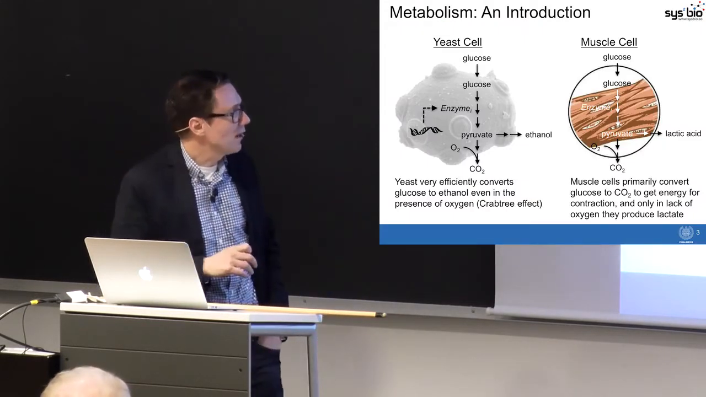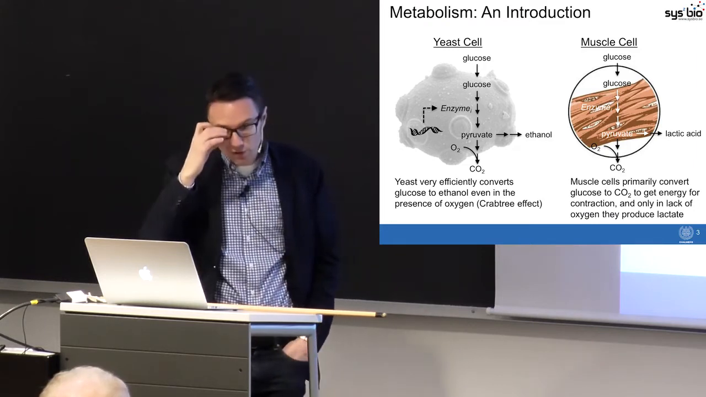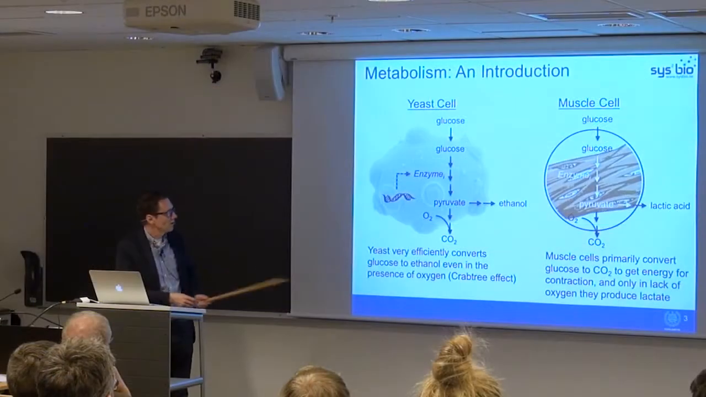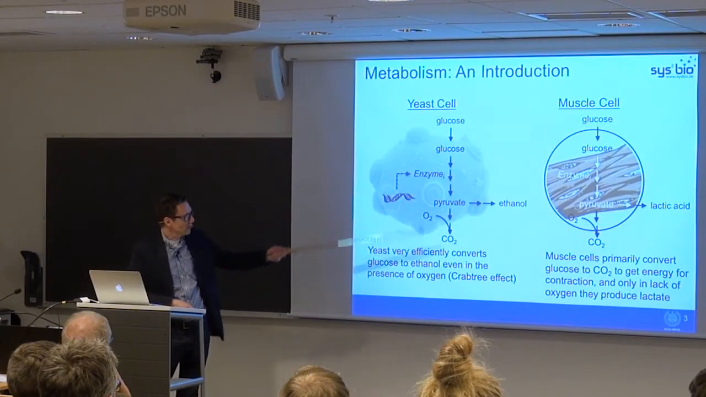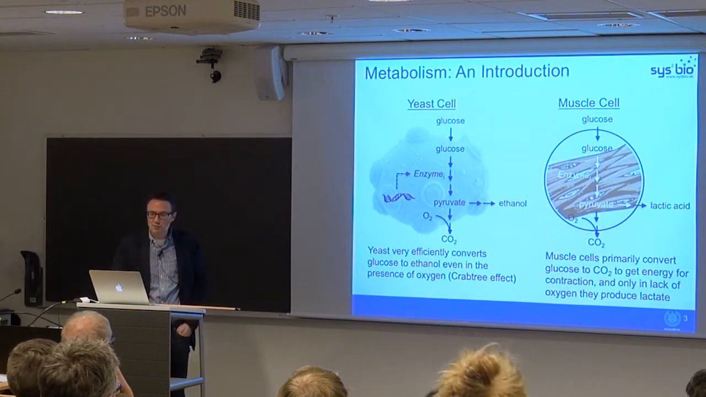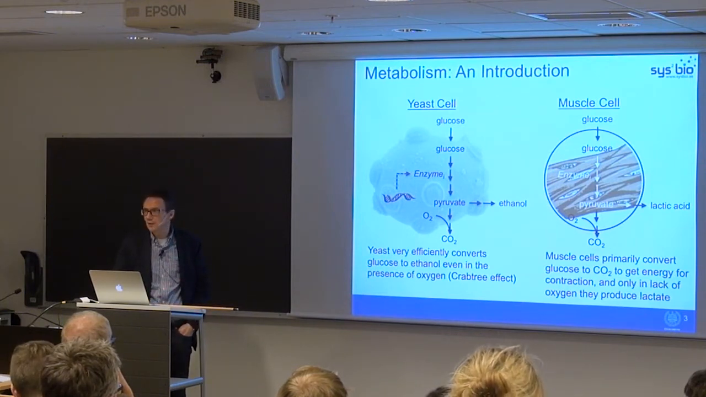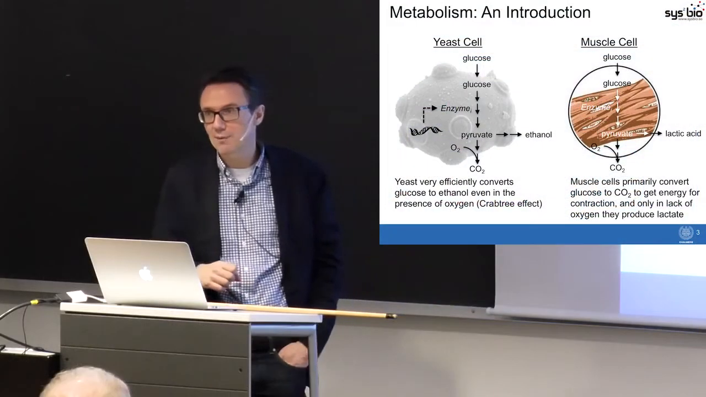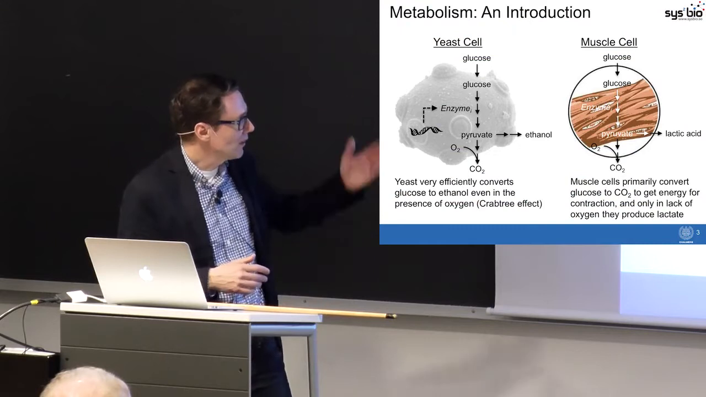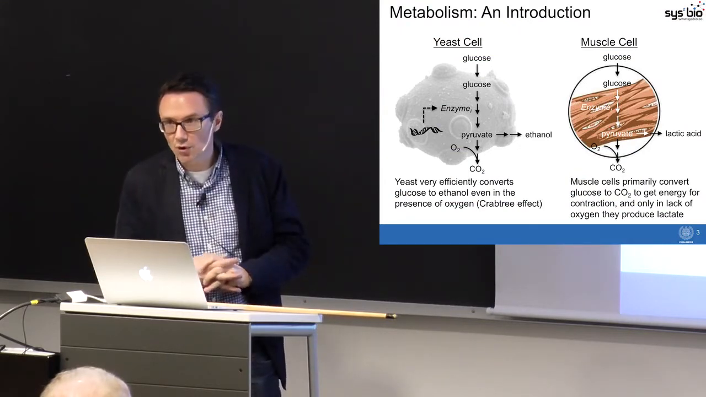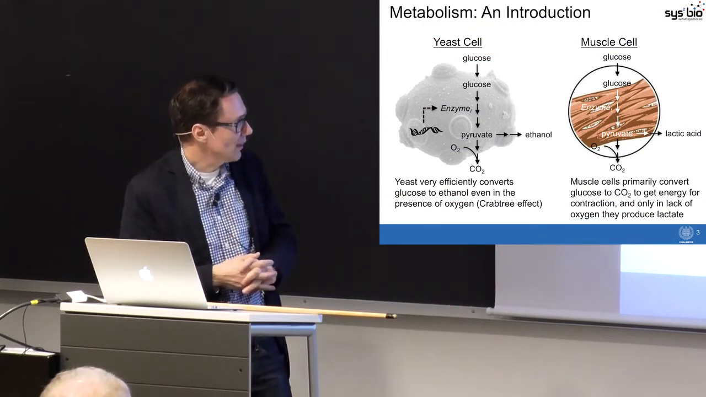So very briefly about metabolism and an introduction to this. We're all familiar with the metabolism of muscle cells where glucose is used as an energy source, can be respired completely, but if you get oxygen limitations, you may have lactic acid accumulation as overflow metabolism. And that's very similar to the metabolism that yeast cells are using when they are making alcohol. They're converting glucose to ethanol.